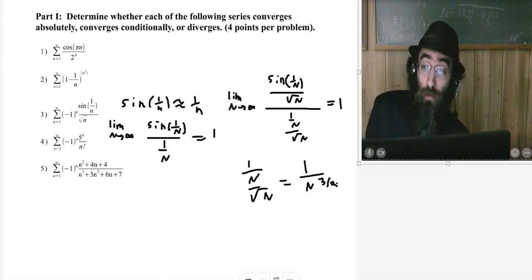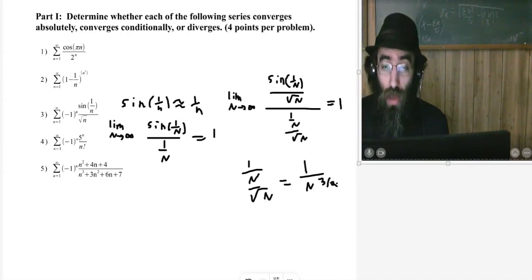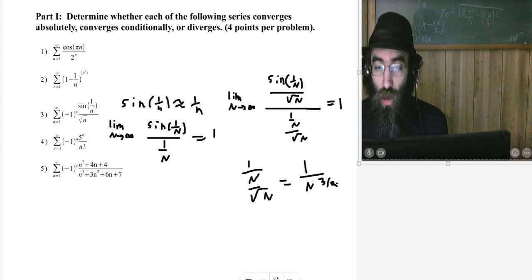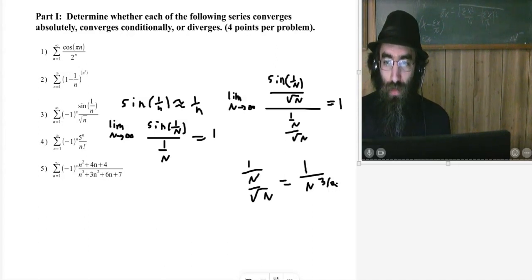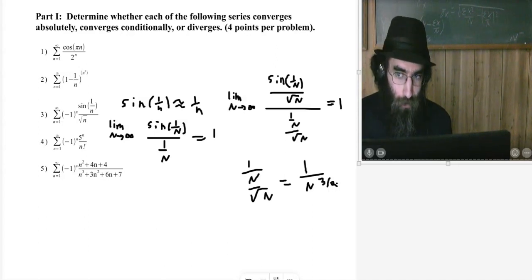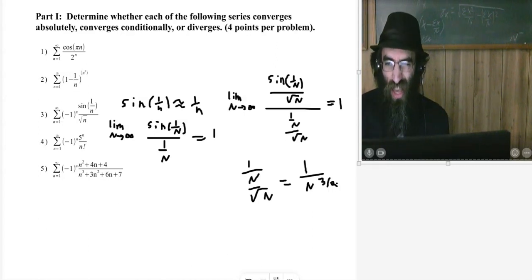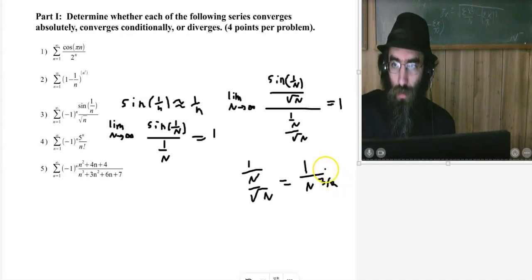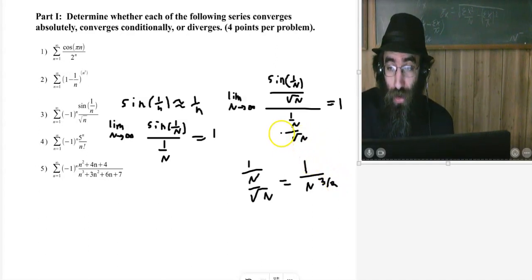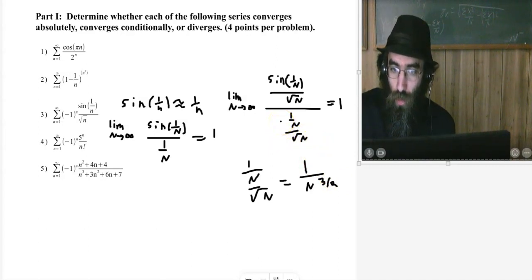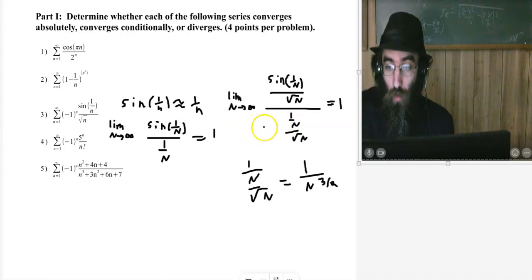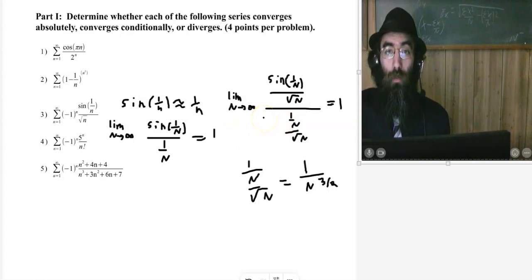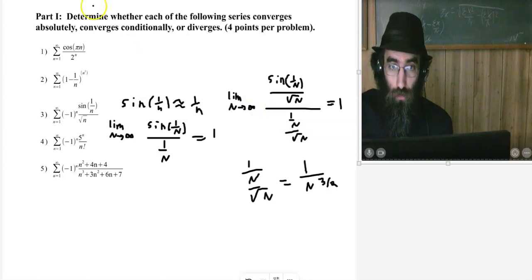You also could have done direct comparison test rather than limit comparison test, by the way. While sine of 1 over n is approximately 1 over n, it's going to be a little bit less. If you remember the exact way that the squeeze theorem works, it's actually a little bit less. They'll approach each other, but for any fixed n, it's a little bit less. So you could say it's less than 1 over n over root n, which converges, and thus prove it converges that way. So again, number 3 converges absolutely.